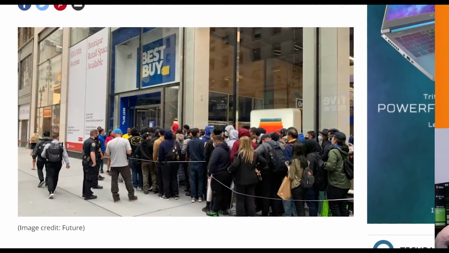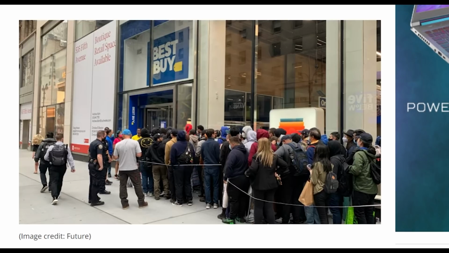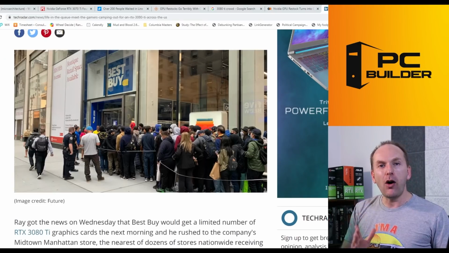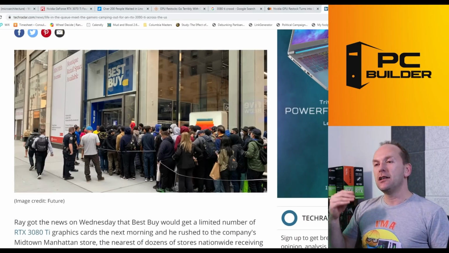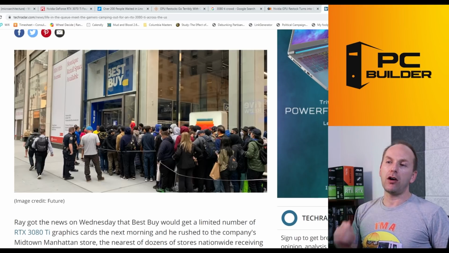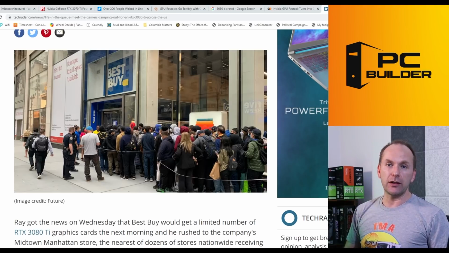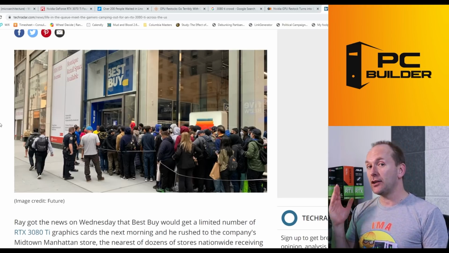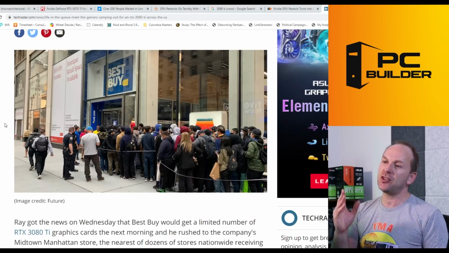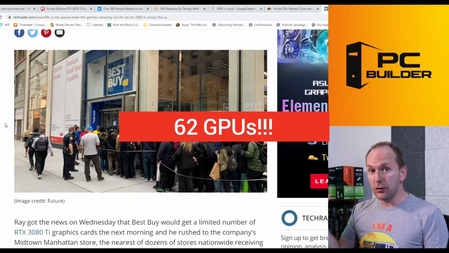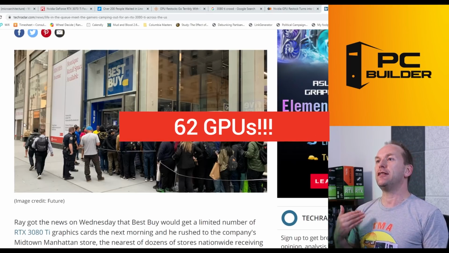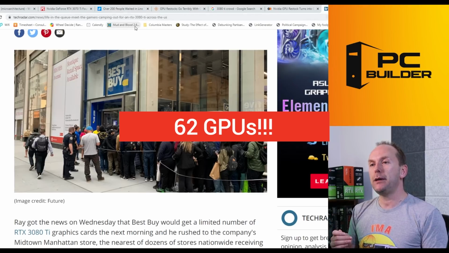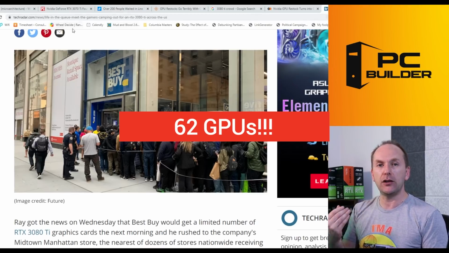This shows you the level of desperation going on right now because we're 9, almost 10, 11 months since the launch of NVIDIA's RTX 3000 series, and there is no stock in sight. People lined up in New York City on the street, 200 deep, for 62 graphics cards. Do the math, you probably didn't get one even if you did line up. But why are people lining up for this card and why is NVIDIA launching this now?